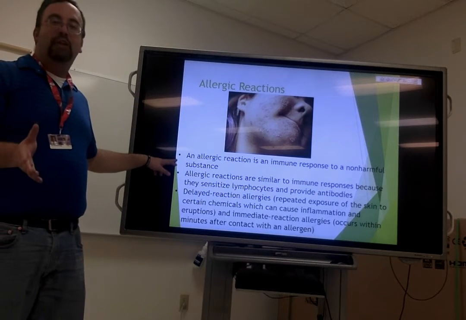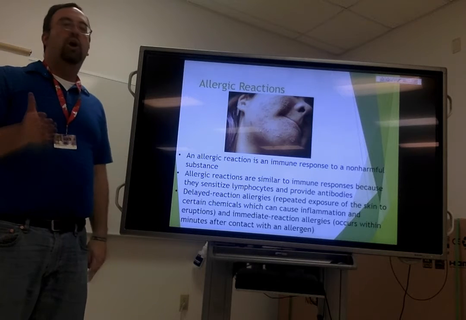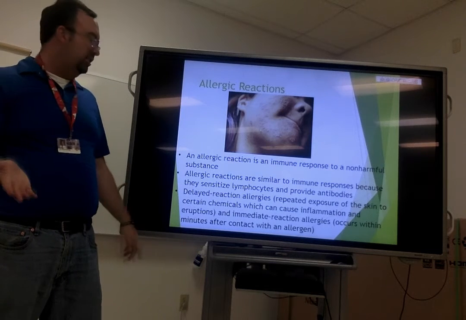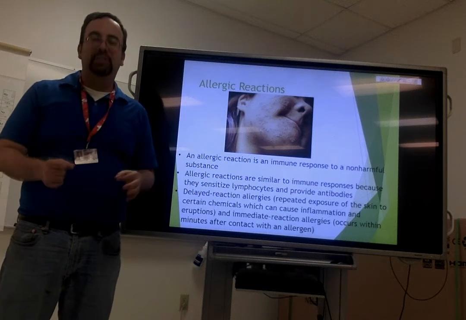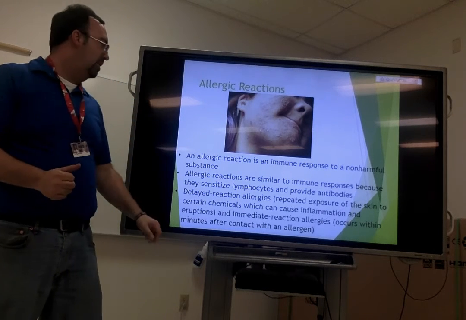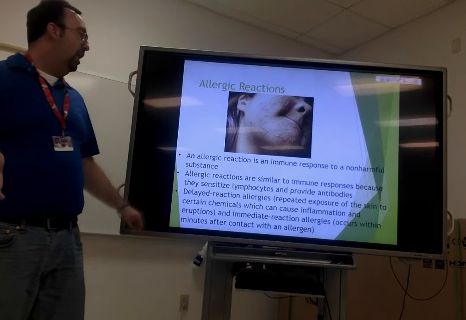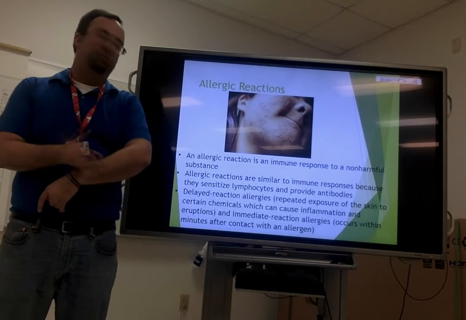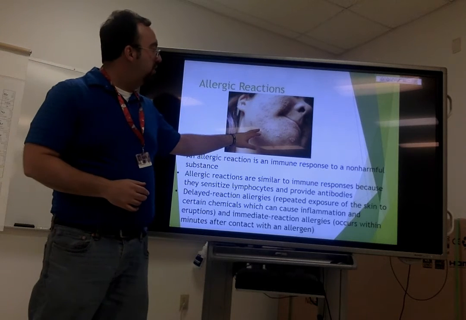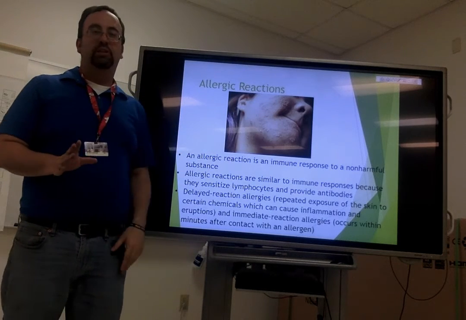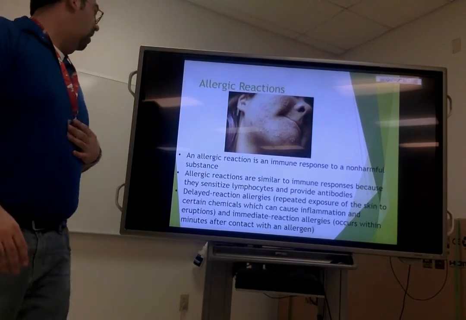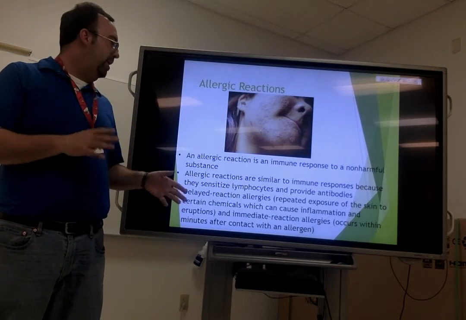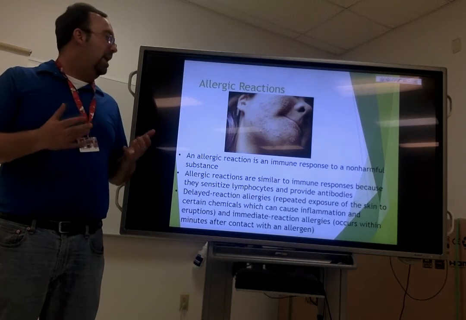And so an allergic reaction is an immune response to a non-harmful substance. And so the allergic reactions are similar to immune responses because they sensitize lymphocytes and produce antibodies. There are delayed reaction allergies, and so you can have repeated exposure to the skin and certain chemicals, which can cause inflammation, like hives, and eruptions. And so we can see on this individual that she has had some obviously bad eruptions. And immediate reaction allergies, which can occur within minutes after contact with an allergen.